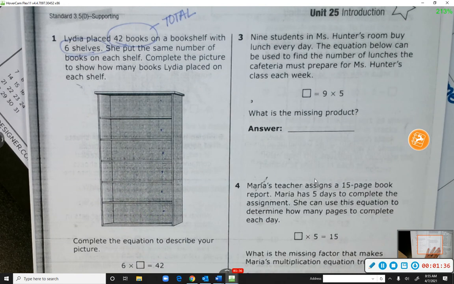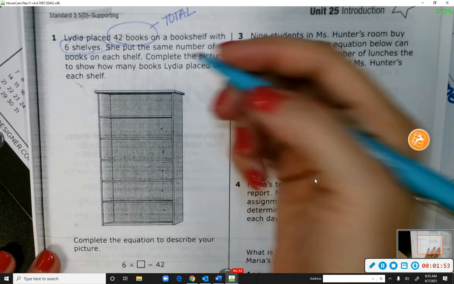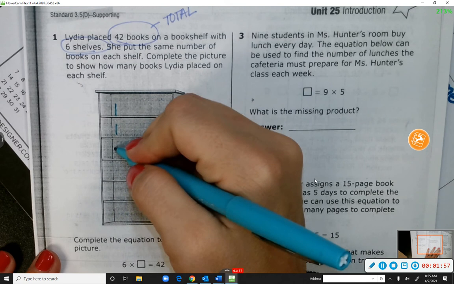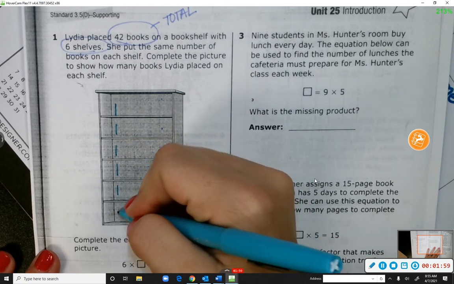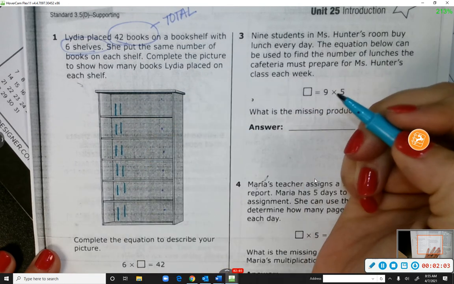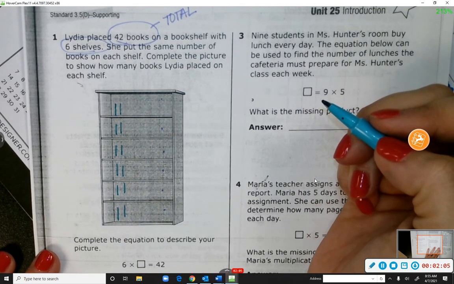So what could I do now? You could draw a little book on each shelf and keep going until you run out, right? That's dividing. You're sharing it with each shelf, okay? So I'm going to go ahead and let you do that on your own. But what we would do is count 3, 4, 5, 6, 7, 8, 9, 10, 11, 12, and keep going until you get to 42.